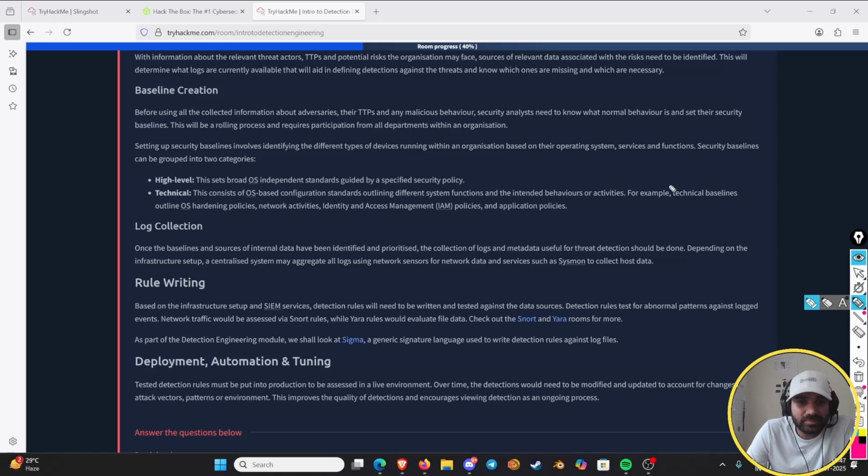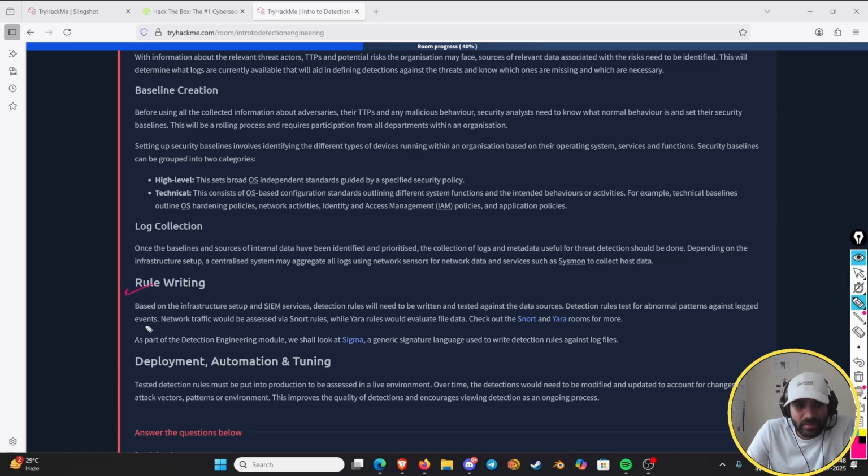For example, technical baselines outlining OS hardening policies, network activities, identity and access management, application policies. Now, log collection. Once the baseline and sources of internal data have been identified and prioritized, the collection of logs and metadata useful for threat detection should be done. Depending on the infrastructure setup, a centralized system may aggregate all logs using network sensors for network data and services such as Sysmon to collect host data.